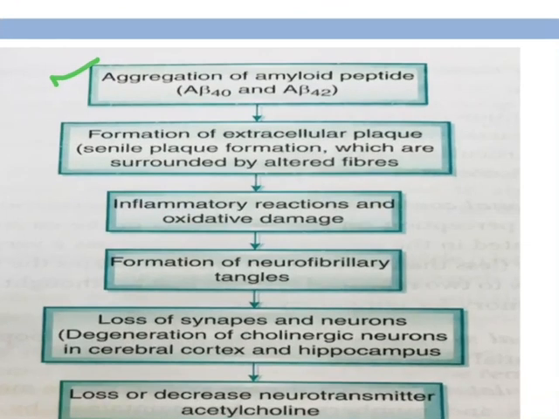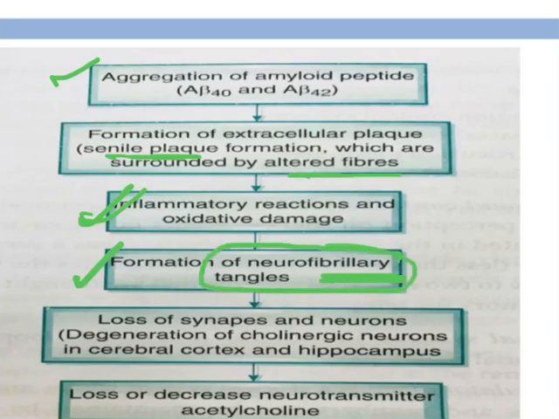Those are called senile plaques. These are extracellular plaques surrounded by altered fibers, and because of that there will be an inflammatory reaction and oxidative damage, which will ultimately lead to the formation of a change in the nerve fibers, the cytoskeleton part of the nerve cell, which is given a certain name, the neurofibrillary tangle. Ultimately there will be loss of synapses and neurons, and the important aspect is that the cholinergic neurons will get destroyed in the cerebral cortex and the hippocampus.